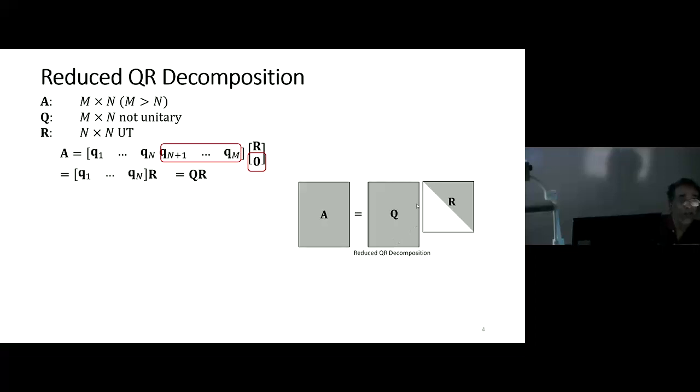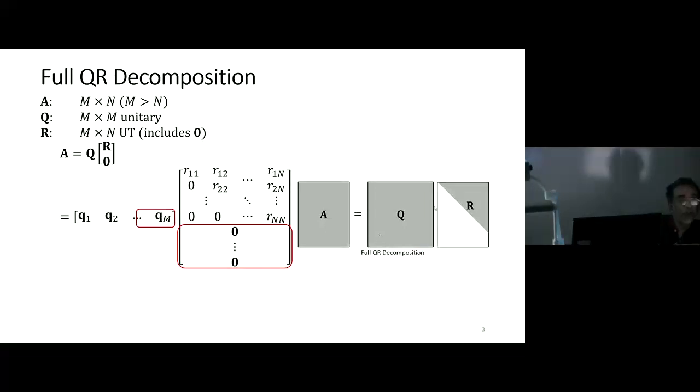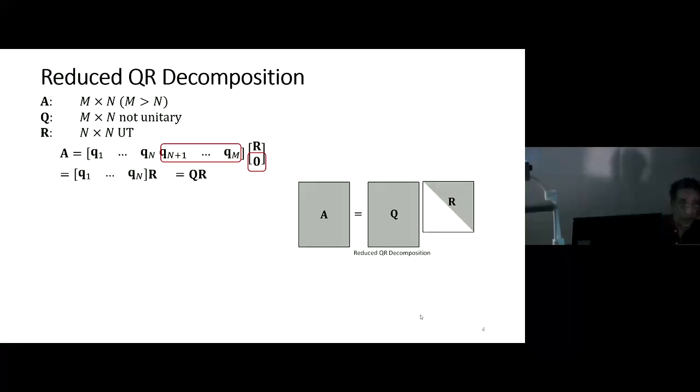This is my Q, and R is now a square matrix, an n by n upper triangular matrix. Q is a tall matrix, m by n. It's not a unitary matrix anymore. It cannot be a unitary matrix. Okay, so this is the full QR decomposition where Q was a unitary matrix, ergo a square matrix, and R was upper triangular, and then it had a bunch of zeros. And now this is the reduced QR decomposition.